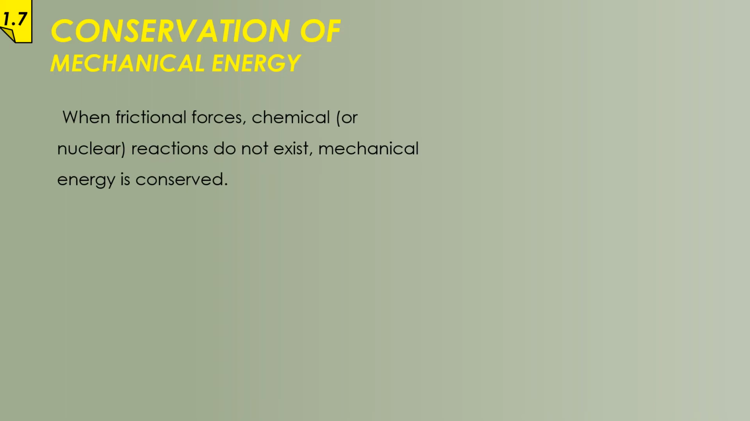The first concept we're going to talk about is conservation of mechanical energy. The term conservation means something is being constant. Being conserved means it remains of the same magnitude or value. When frictional forces, chemical or nuclear reactions do not exist, mechanical energy is conserved. This is known as the principle of conservation of mechanical energy. To express this mathematically, we say ME initial, mechanical energy initial, equals mechanical energy final.